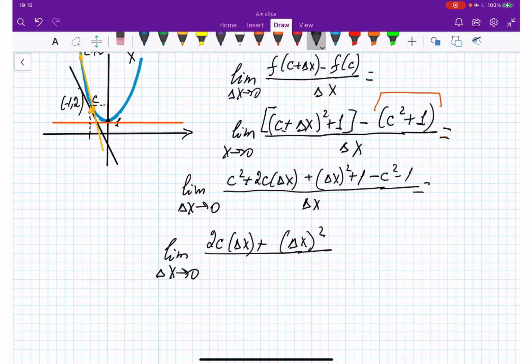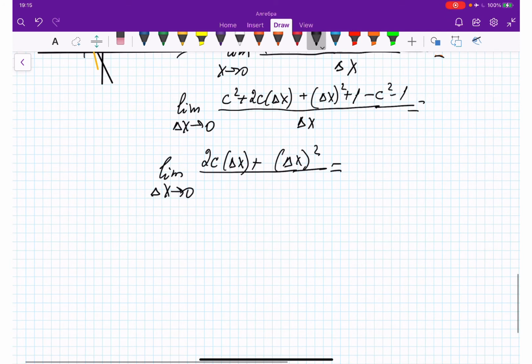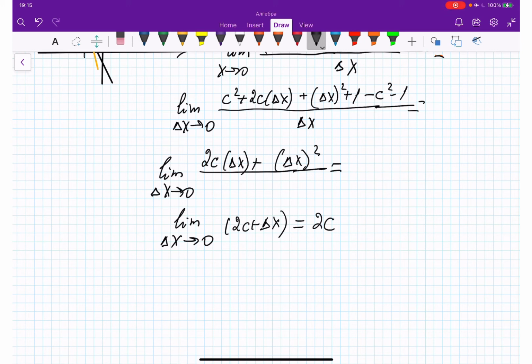Okay, so this is equal to the limit as delta x approaches 0 of 2c plus delta x, and we are getting 2c. So I hope you understand why we are taking delta x approaches to 0, because we are moving slowly, the ending point moving slowly to the beginning point. So the secant will become a tangent line, right?